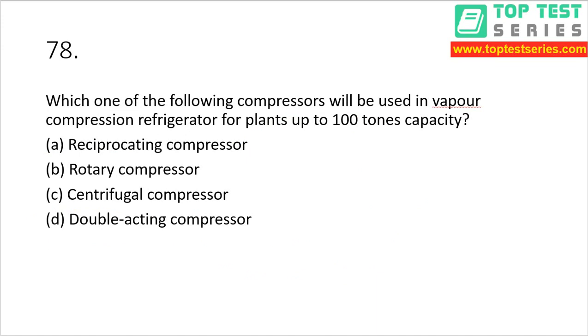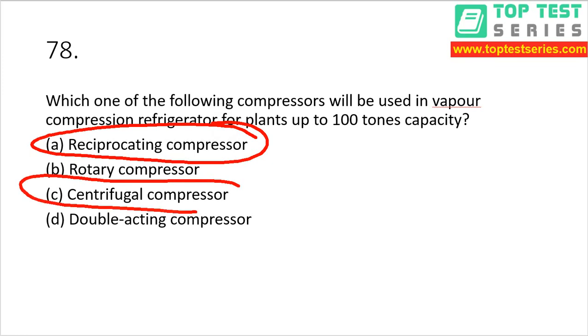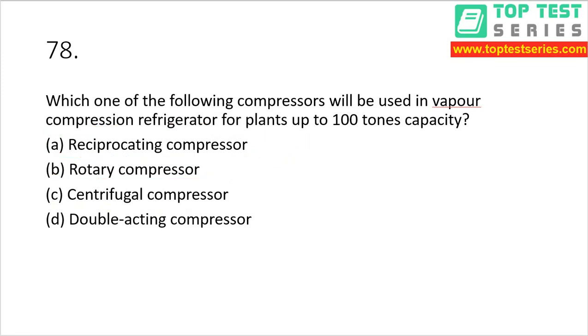Question number 78. Which one of the following compressors will be used in vapor compression refrigeration for plants up to 100 tons capacity? My dear, if 100 tons capacity is required, then a reciprocating compressor is good. But if more than 100 tons is required, then we must go for centrifugal, right? So the answer for this question is option A.